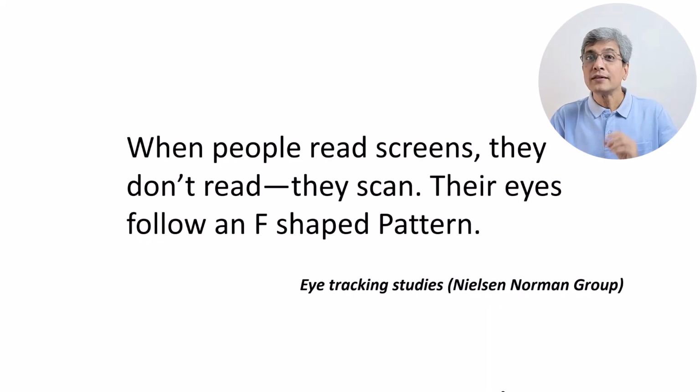The third and final parameter to evaluate a design theme is to see the kind of layout used. The eye tracking studies conducted by Nielsen-Norman Group reveal this, which is when people read screens, they don't read, they scan. Of course, we all know it. Their eyes follow an F-shaped pattern, and this is a very important thing.